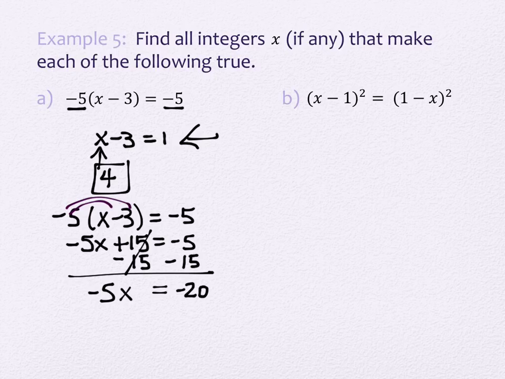And then I've got -5 times x, and the opposite of multiplication is division, so I'm going to divide by -5. So I have x on the left. What is -20 divided by -5? Positive 4.